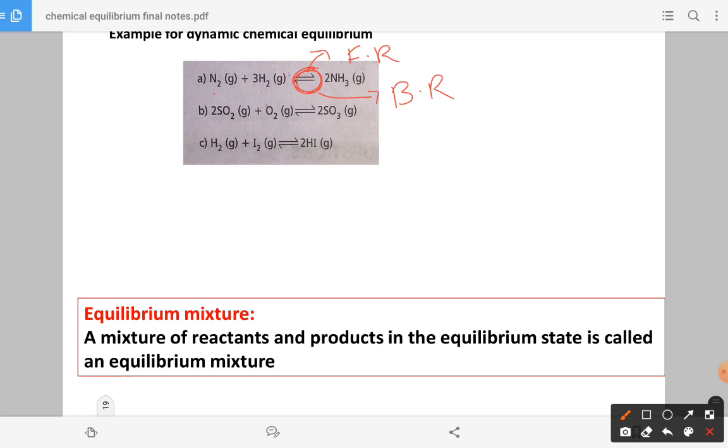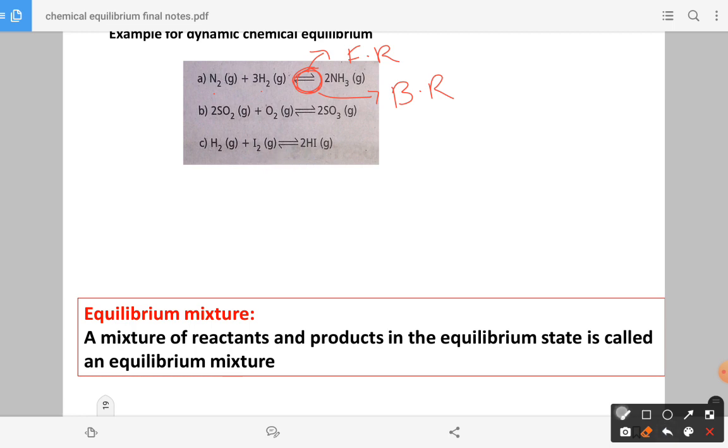Next example: we have sulfur dioxide reacting with oxygen to give 2 moles of SO3. This is a forward reaction. Now what is the backward reaction? 2 moles of SO3 gives rise to 2 moles of SO2 plus oxygen. This is the backward reaction. Now the third one: H2 plus I2 gives rise to 2HI. This is a forward reaction. And the backward reaction is 2 moles of HI giving rise to H2 plus I2. This is the backward reaction.